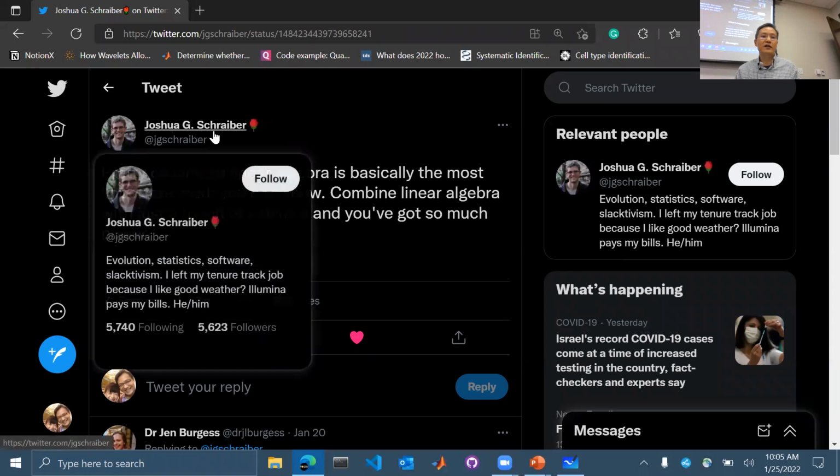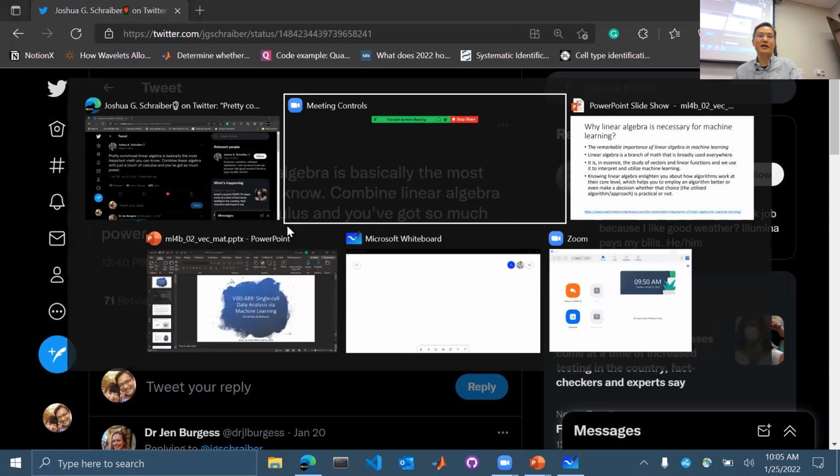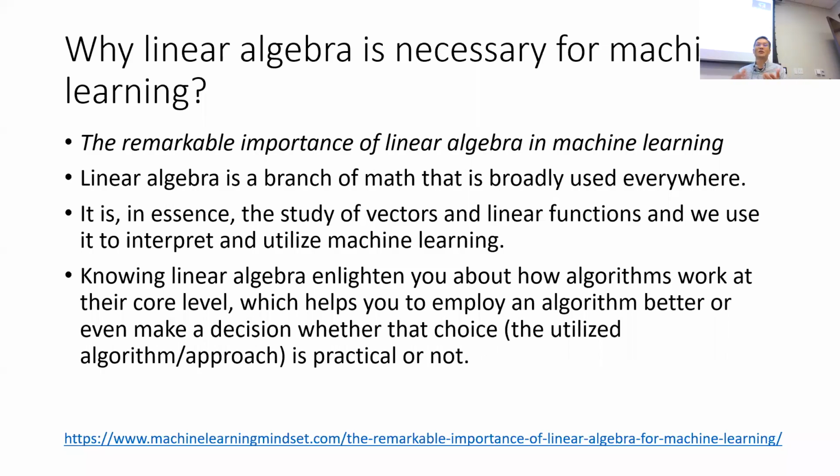One of the people I follow is an evolutionary biologist, statistician, and data science person. He is pretty convinced linear algebra is basically the most important math. You can combine linear algebra with just a touch of calculus and you have so much power. It's not only my own view; when people know this, they generally agree with me. So I just use his Twitter as one piece of evidence to convince you it's important.